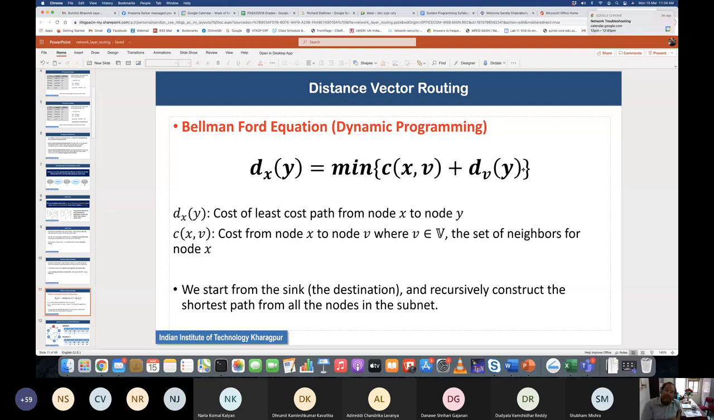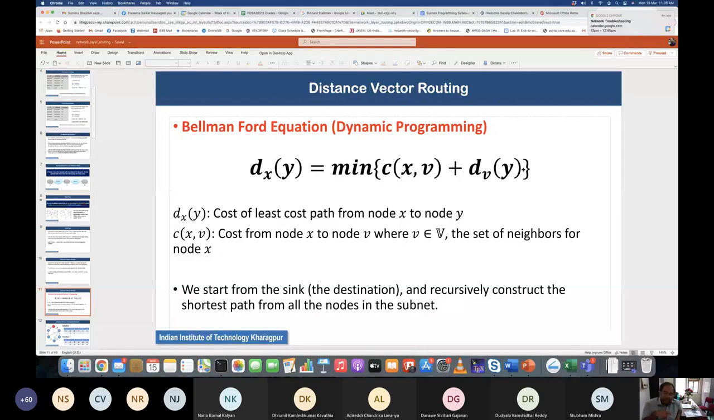But in my implementation of distance vector routing over the internet, we use a different approach from the one you applied in your algorithmic course. So what did you do in your algorithmic course? You took the source and found the cost for all the nodes. Say V1 is an intermediate node between X and Y. The X to V cost is known, and based on dynamic programming you find the cost from V to Y, and accordingly you find dxy. You started from the source and recursively computed the path.